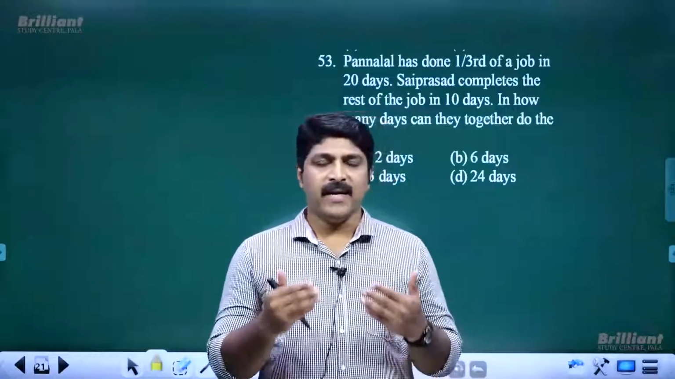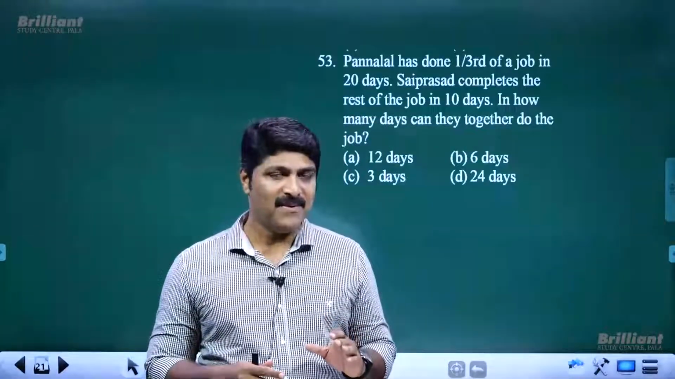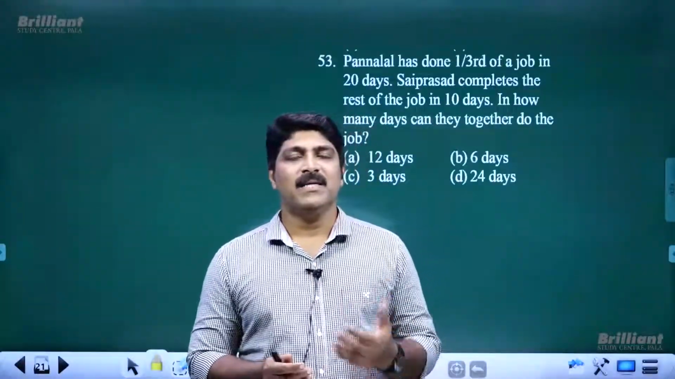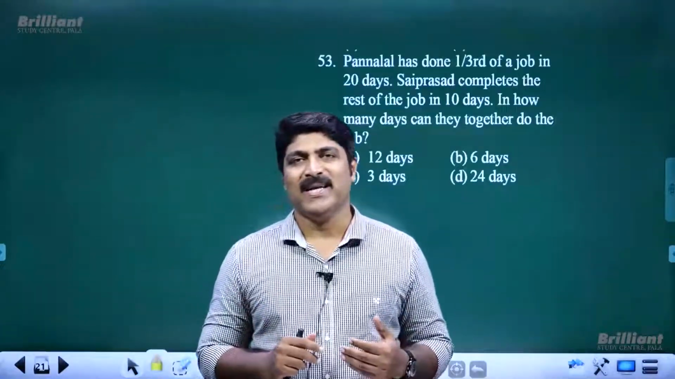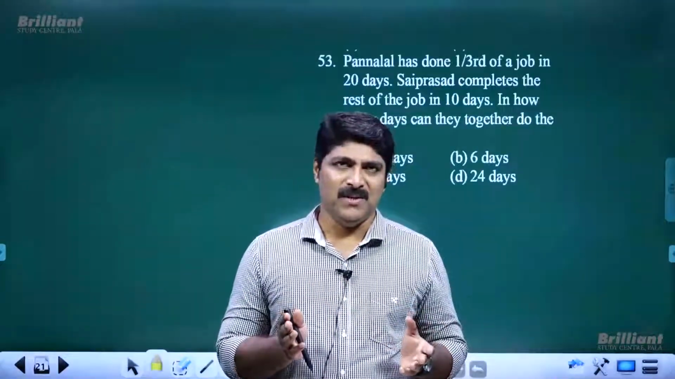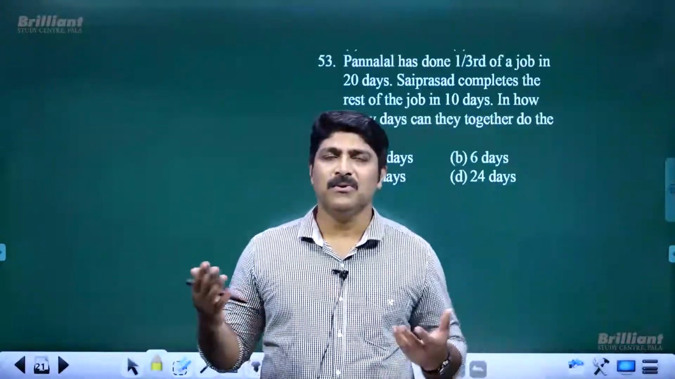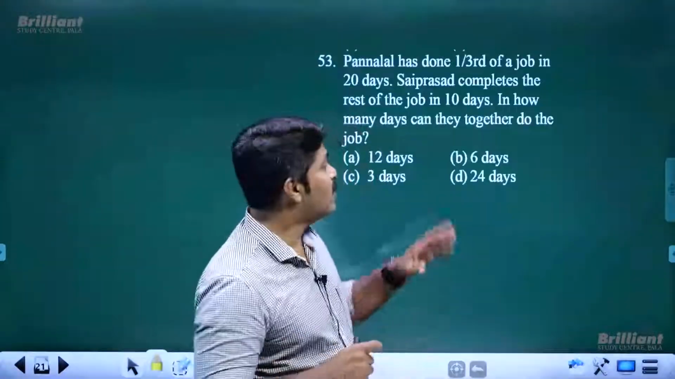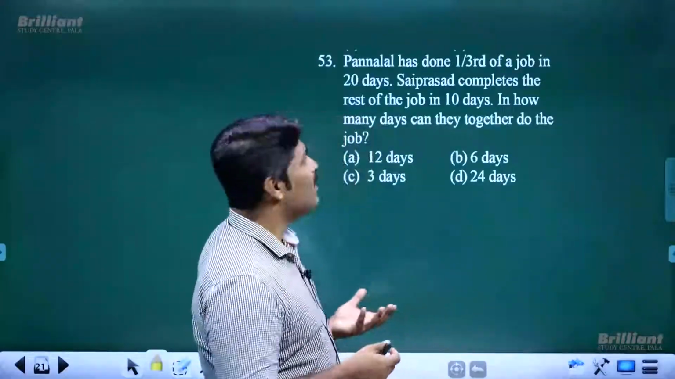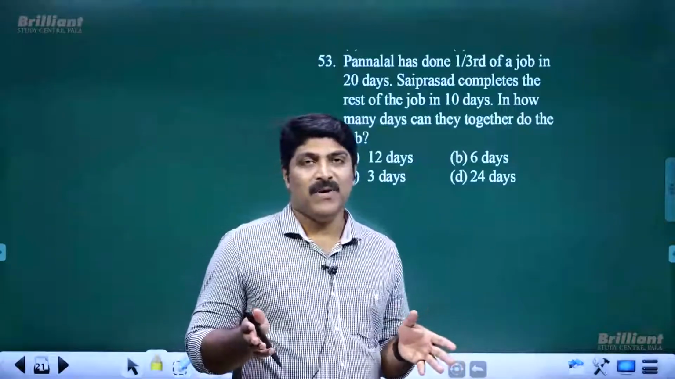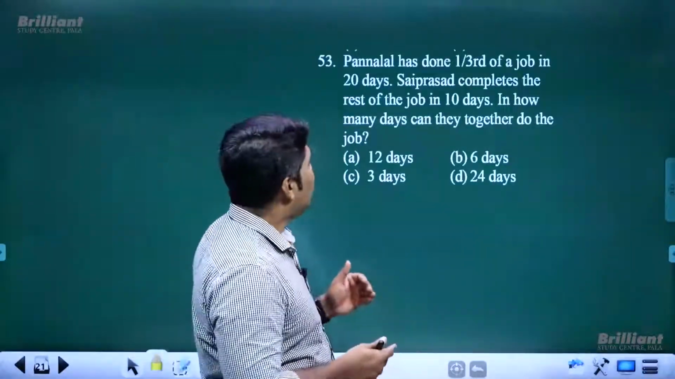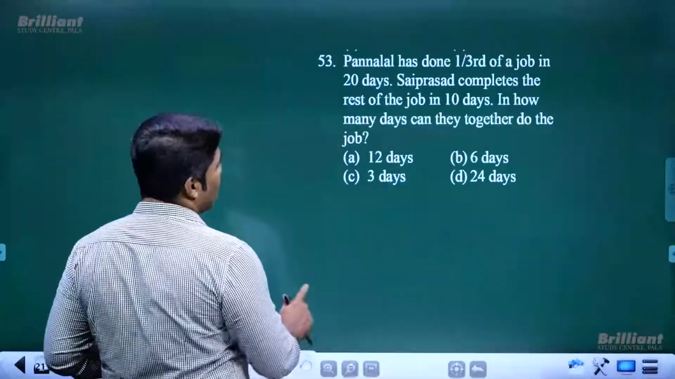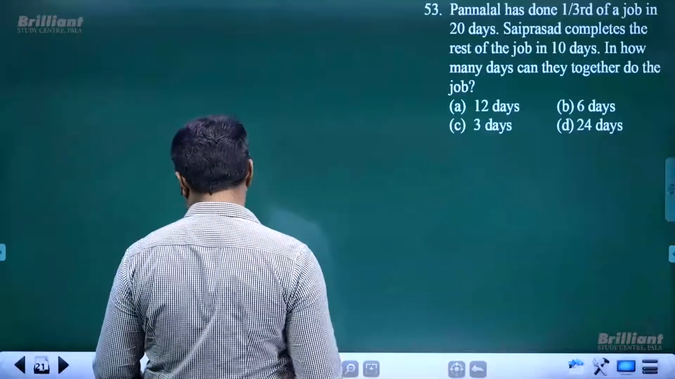As we know, if A can complete a work in X days, and B can complete a work in Y days, then together they can complete the entire work in XY by X plus Y days. It's a formula-based approach. It's a result-based approach. So nothing to do logically more than this result. But here, the first step: it is given that 1/3 of the job is done in 20 days. Therefore, first we have to find out the total time taken by Panalal alone to finish the complete work. That part only we have to consider as the first step of this operation.